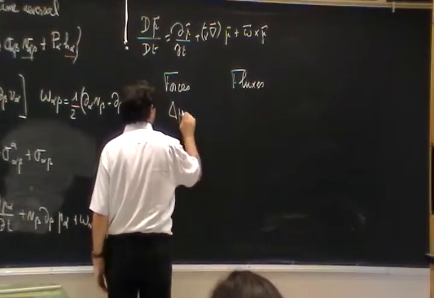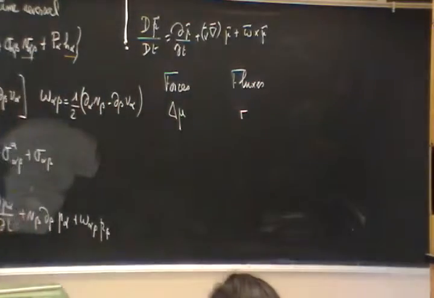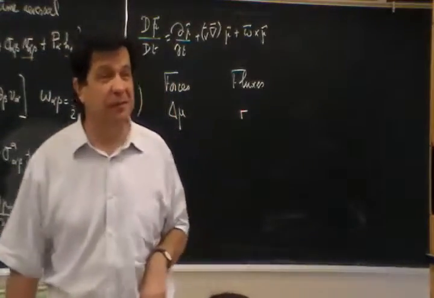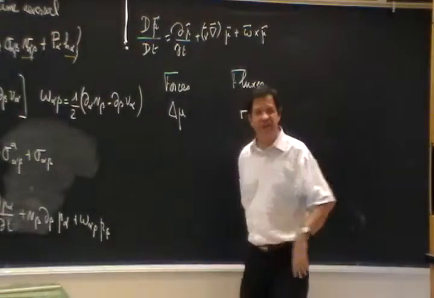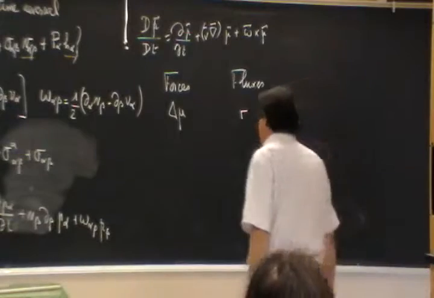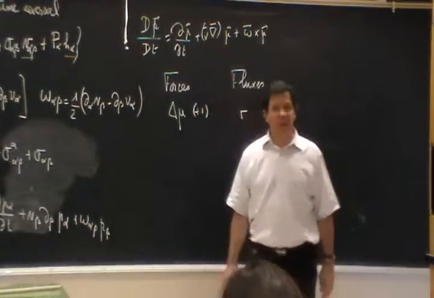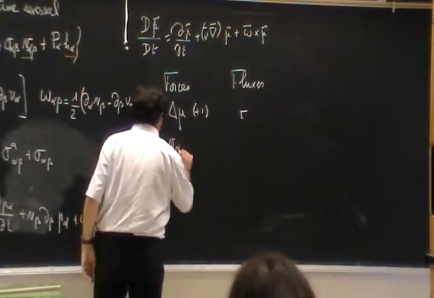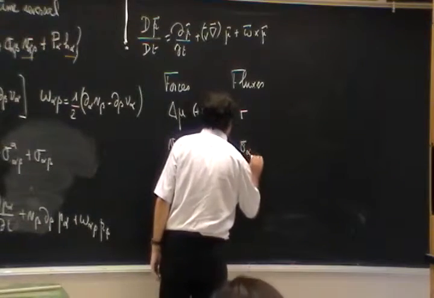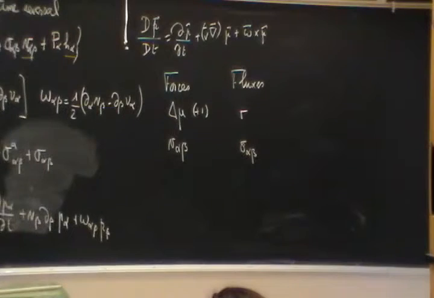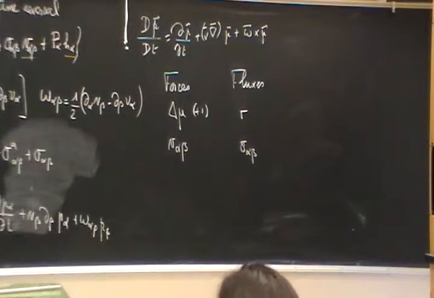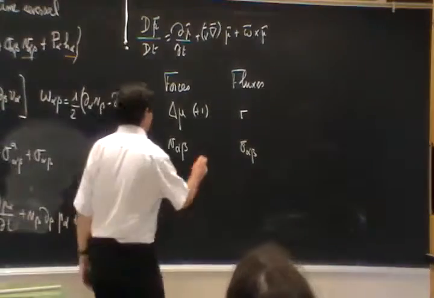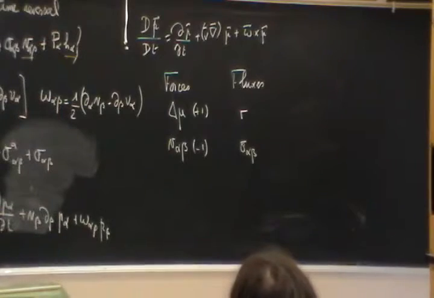So for the force delta mu, I have a flux which is R. Now, one thing that will turn out to be important is, if I reverse time, what happens to the forces? Delta mu is a free energy, a difference of chemical potential, so if I reverse time, delta mu doesn't change. So the signature of delta mu when I reverse time is just plus one. Here the force is V alpha beta. The flux is sigma alpha beta. But if I change time now, V becomes minus V, the velocity becomes minus the velocity, and the gradient also changes to its opposite. So V alpha beta changes to minus V alpha beta. So the signature with respect to time reversal is minus one.